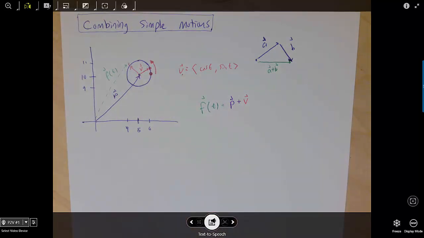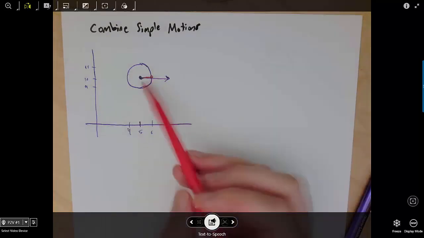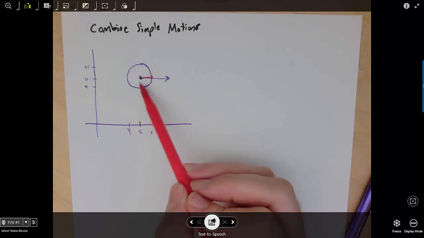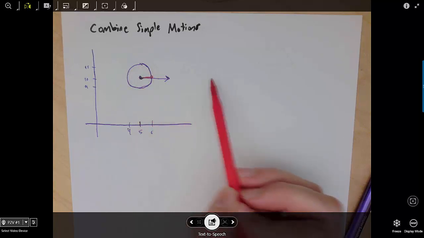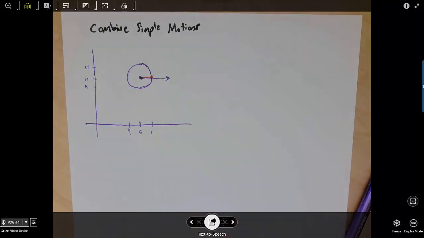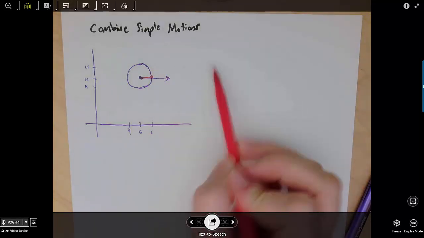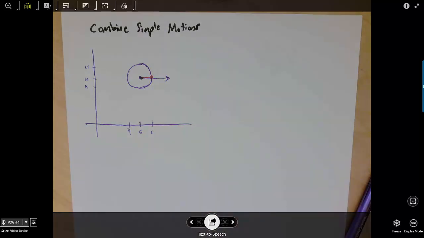So let's make this one step more interesting. What if the point is rotating around the circle, but the circle is also moving slowly to the right at the same time? So that's a little bit hard to think about. It might make a kind of a spirally shape like this. Hard to say. But it's very easy to describe with vectors.